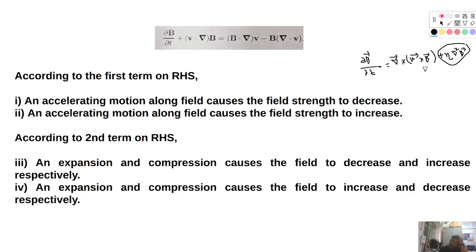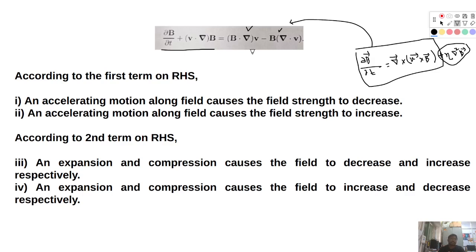Now if we know the vector identity, we can write this in a particular form. If you remember the left hand side, del B del t plus V dot grad B, this is basically your material derivative. So you have the change of the magnetic field due to time, and also the change due to spatial position along the flow. This gives you the total change in the magnetic field, both spatial and temporal, and that total change depends upon two terms here. The first one tells the change in the velocity in the direction of the magnetic field itself.